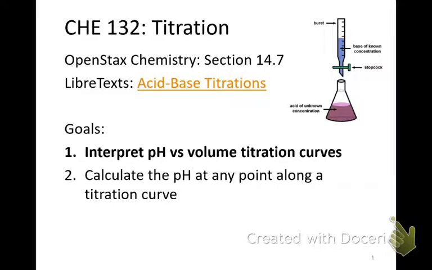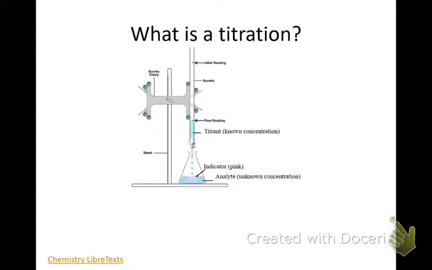Alright, in this session, we're going to learn about how to interpret pH versus volume titration curves. You can find more information about this in OpenStax Chemistry, section 14.7, and I really strongly recommend this linked LibreText article on acid-base titrations. The LibreText is more thorough than OpenStax here, so I really encourage you to check that out.